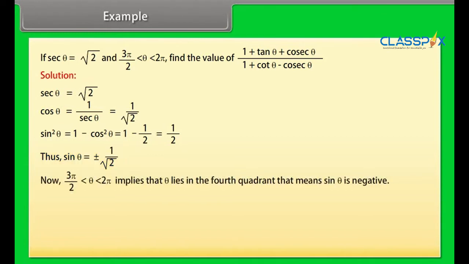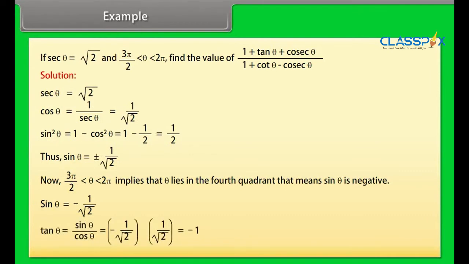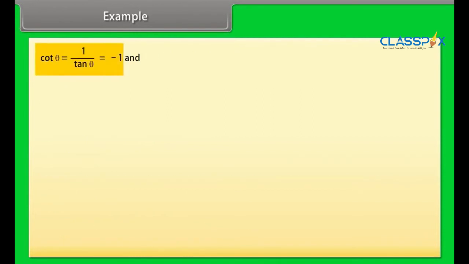Now, 3π/2 less than theta less than 2π implies that theta lies in the fourth quadrant. That means sin theta is negative. Sin theta is equal to minus 1 by root 2. Tan theta is equal to sin theta by cos theta, which is minus 1 by root 2 upon 1 by root 2, equal to minus 1. Cot theta is equal to 1 by tan theta, equal to minus 1, and cosec theta is equal to 1 by sin theta, which is minus root 2.